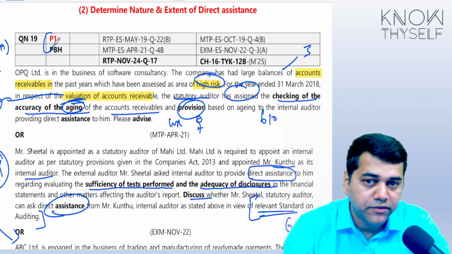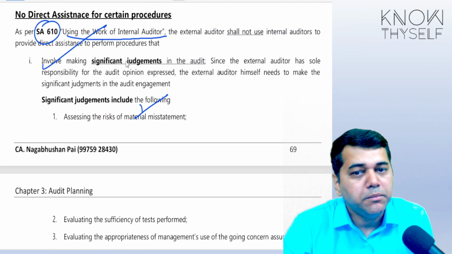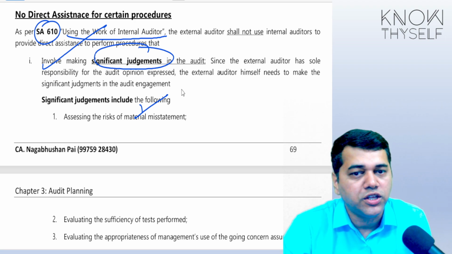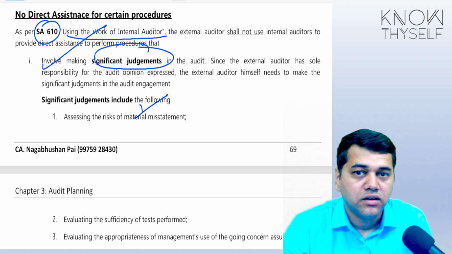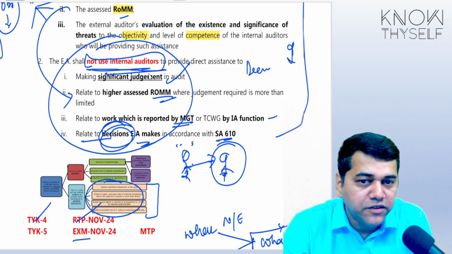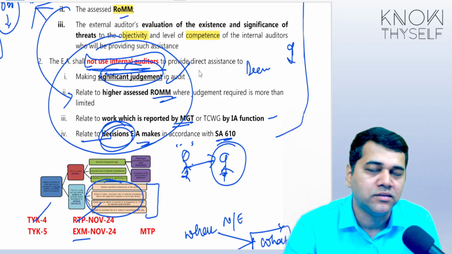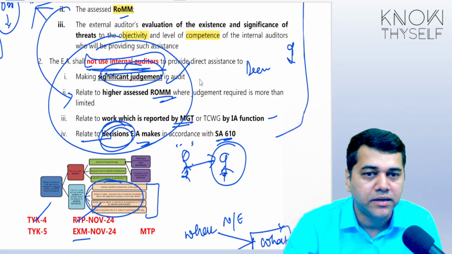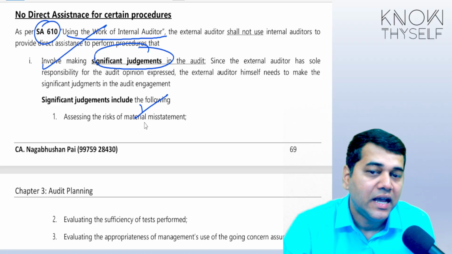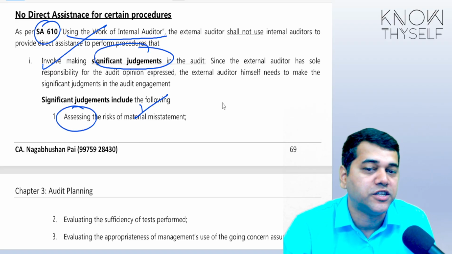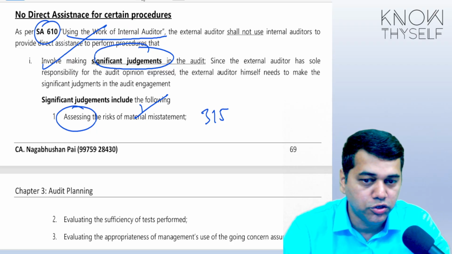Yes, I have marked it as very important because in the standard they said that in making significant judgments you should not involve them. Now, which areas require significant judgments? They said if you have to make significant judgments, you don't involve. I was trying to give you an example of going concern. I was trying to give you an example of impairment. But in the standard, there are some examples of matters like the assessment of risk of material misstatement, where SA 315, identifying and assessing, no, you should not use.